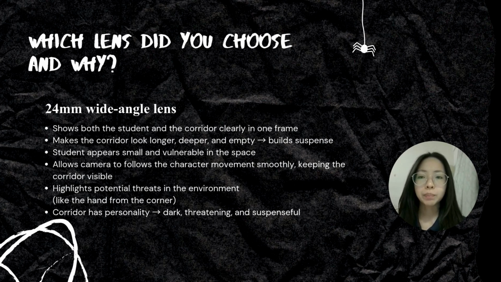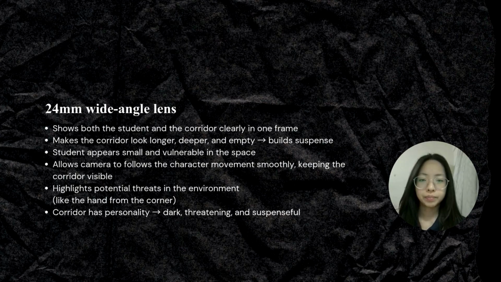When she picks up the mirror and keeps walking, the camera can follow her smoothly, while still showing the whole corridor. This way, the audience can see everything that might happen, like a hand suddenly coming from the corner. Overall, using this lens gives the corridor a personality. It feels dark, creepy, and threatening, which fits the horror vibe of the scene perfectly.